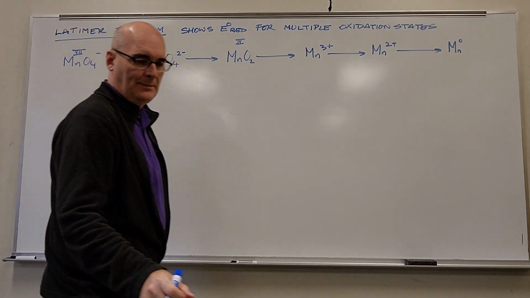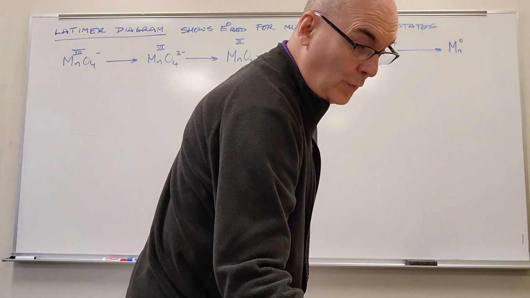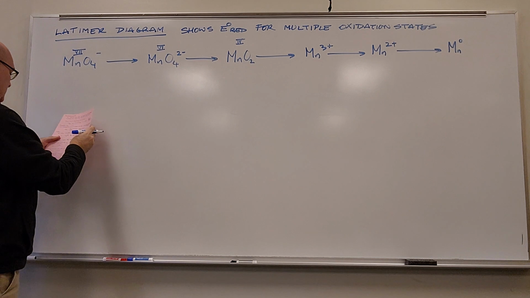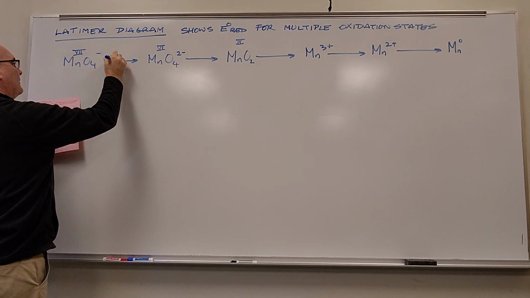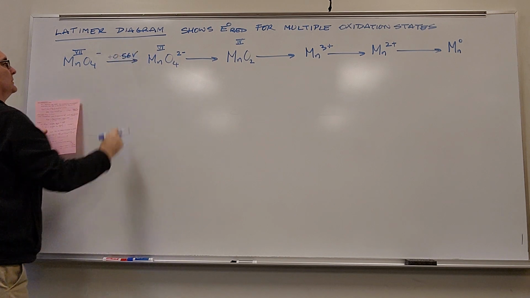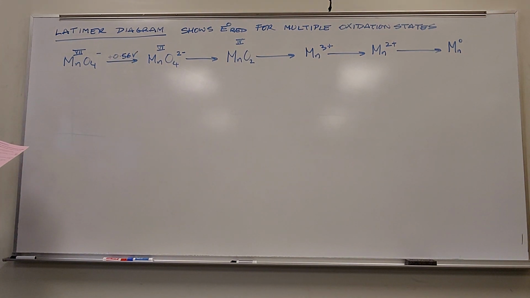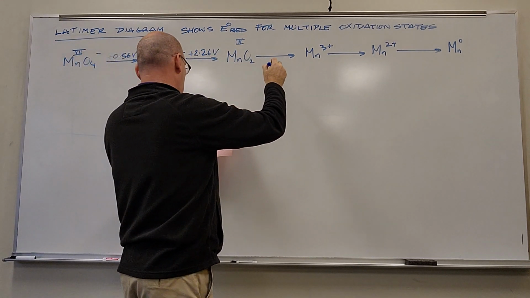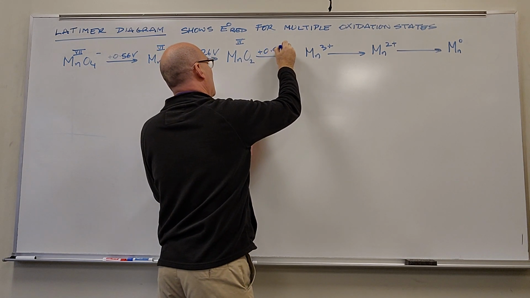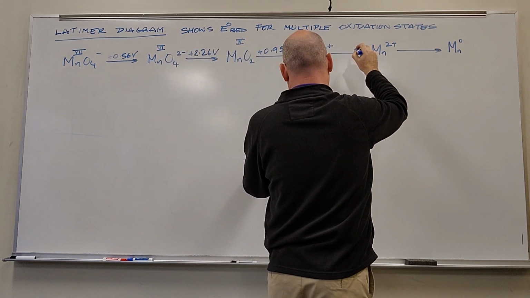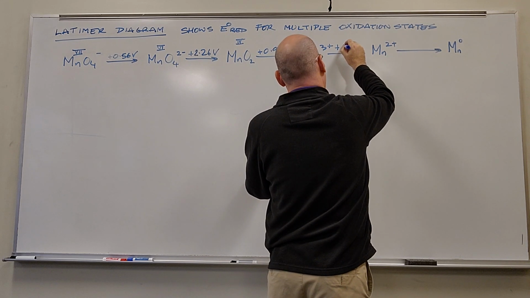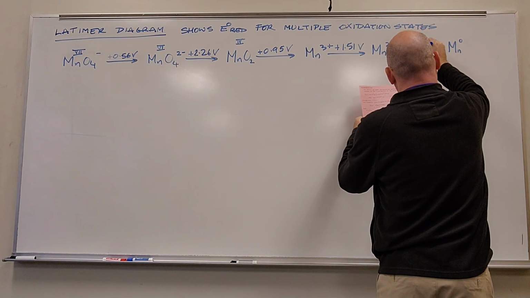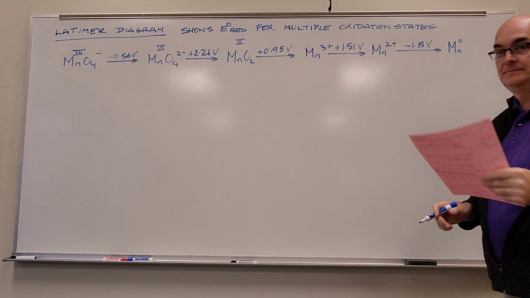Okay, let's throw some numbers in. So the numbers that are going in are standard reduction potentials. And they have a magnitude and direction. That is plus 0.56 volts and plus 2.26 volts and plus 0.95 volts and plus 1.51 volts and negative 1.18 volts.